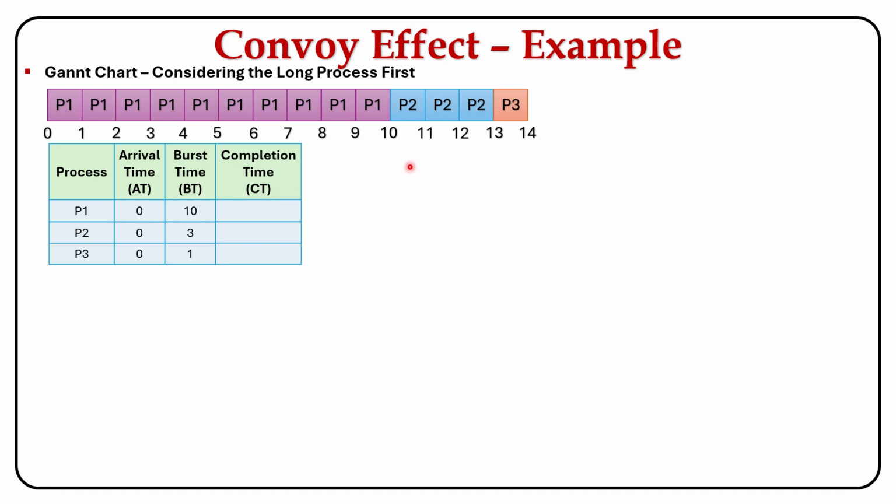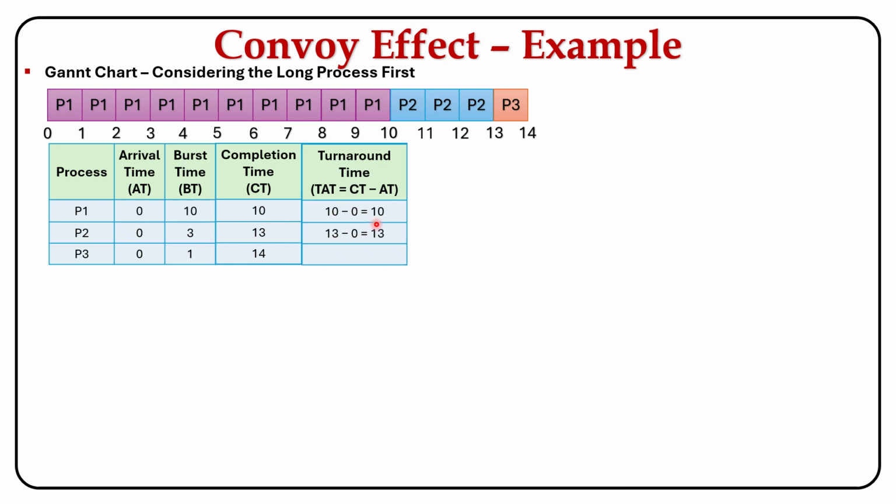For P1, the completion time is 10. For P2, the completion time is 13. And for P3, the completion time is 14. Next, we can calculate the turnaround time using the formula completion time minus arrival time. For process P1, the completion time is 10 and arrival time is 0. Therefore, 10 minus 0 is equal to 10.